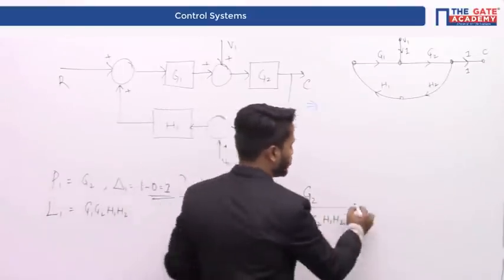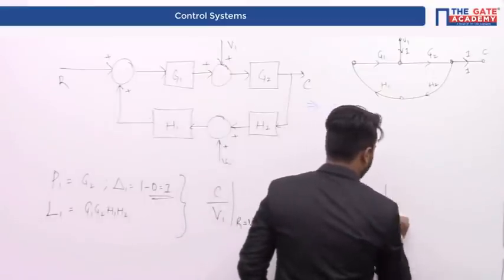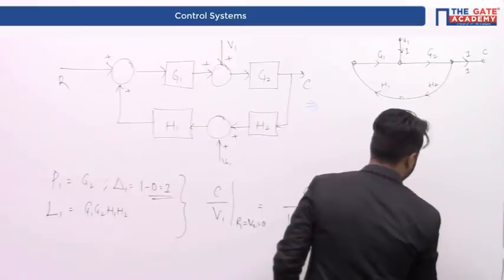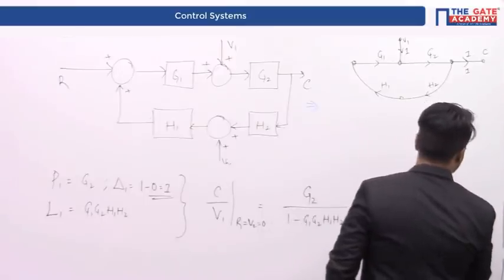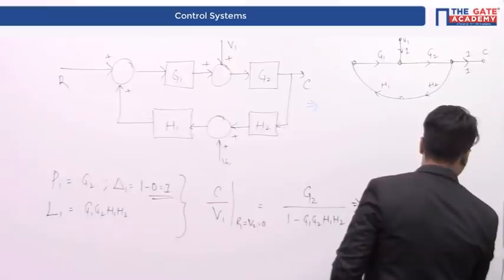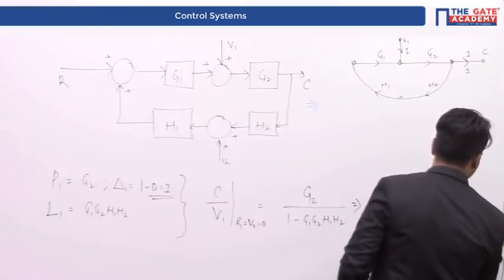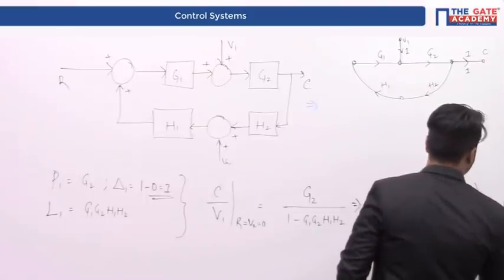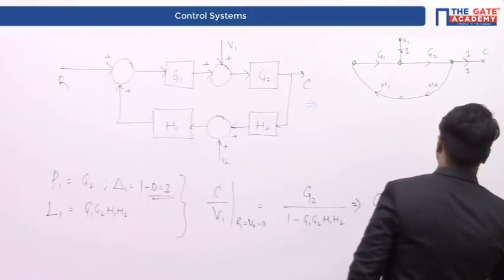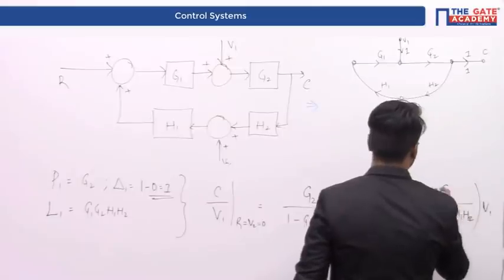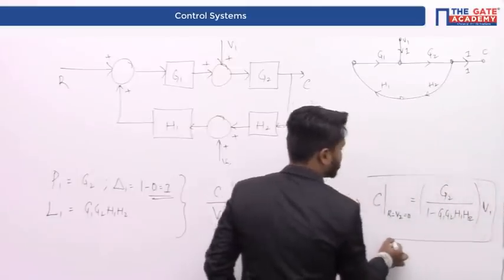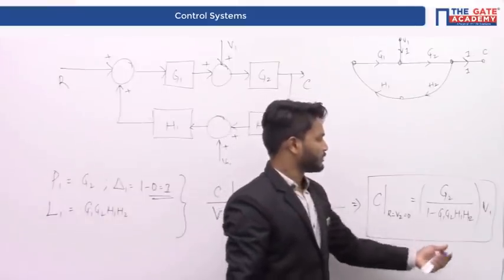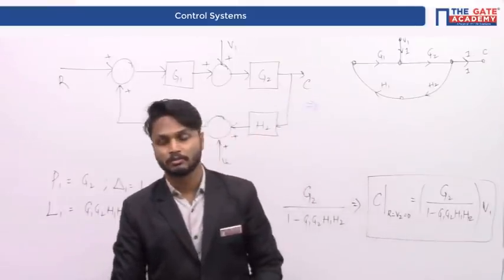Now the output will be C when R is equal to V2 is equal to 0, G2 by 1 minus G1, G2, H1, H2, multiplied by V1, because V1 is the only input present in this case. Therefore, the output in this case is G2 by 1 minus G1, G2, H1, H2.